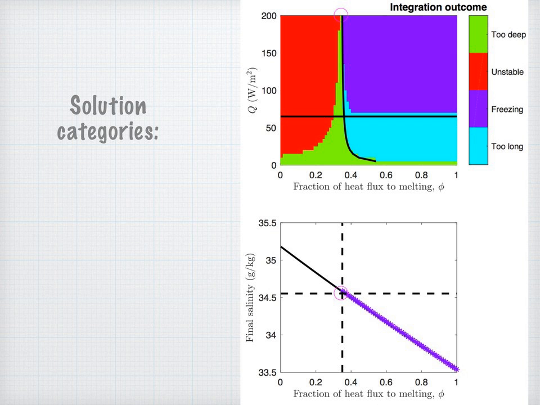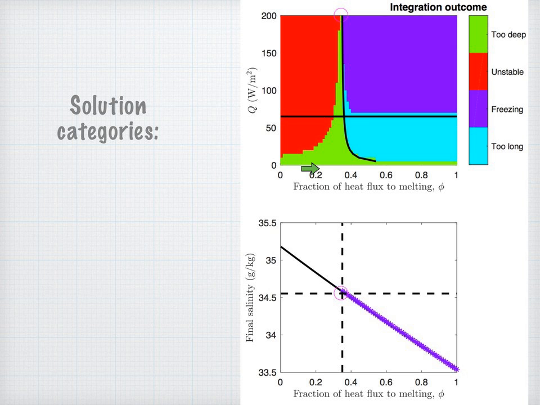On the next diagram, you can see that phi-Q space split out into various different categories, which we call integration outcome. This purple stuff here is freezing, so you reach the freezing point within the 6-month winter integration period. If you're in the cyan region, you're still melting quite a lot of ice because phi is quite large, but you haven't reached the freezing point because you've not integrated for long enough. In other words, you don't reach the freezing point within 6 months. You're at some temperature above the freezing point.